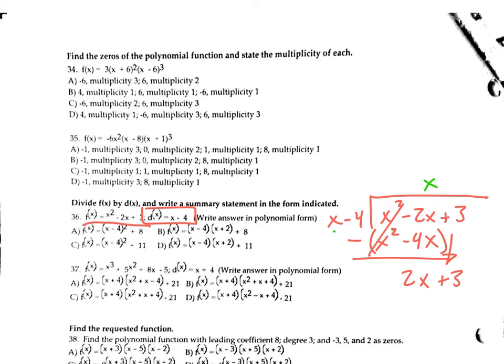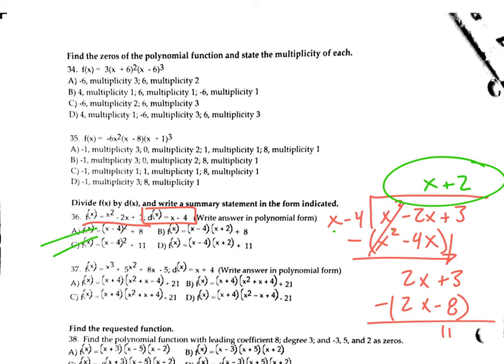x times 2 would give me 2x. Now you multiply back through: 2 times x is 2x, and 2 times negative 4 is negative 8. Subtract those again, and you end up with positive 11. If we look at our answer choices, we know we're going to have an x plus 2 in there, so we can cross off A and C. And in B, notice we have a remainder of 8, and in our problem we have a remainder of 11. So that makes my answer D.